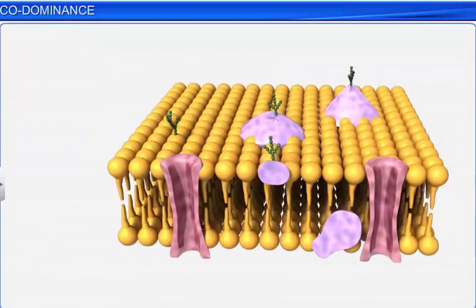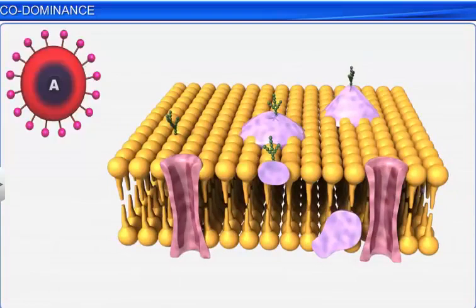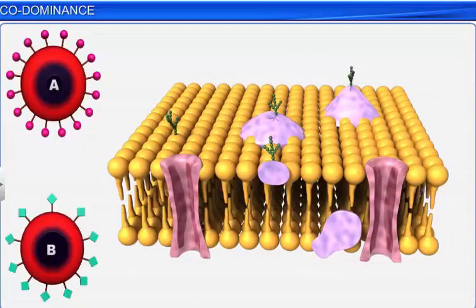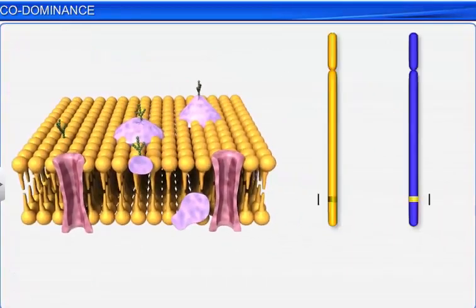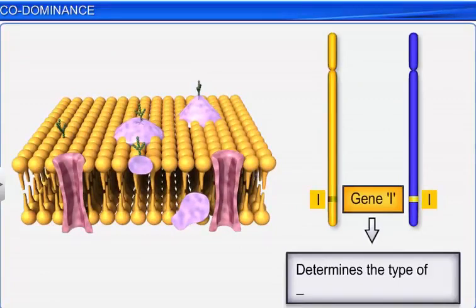For example, the difference between blood types A and B lies in a single sugar unit that protrudes from the end of a carbohydrate chain of a glycoprotein or glycolipid on the plasma membrane of an RBC. It is the gene I that is responsible for determining the type of sugar produced by the RBCs.